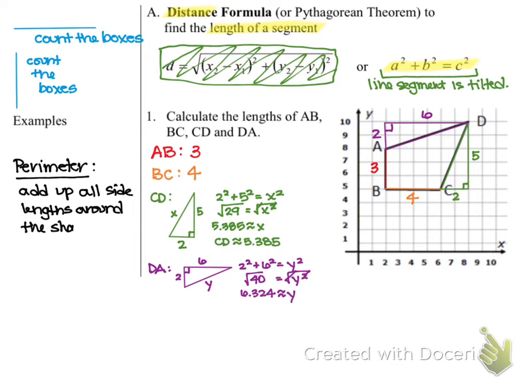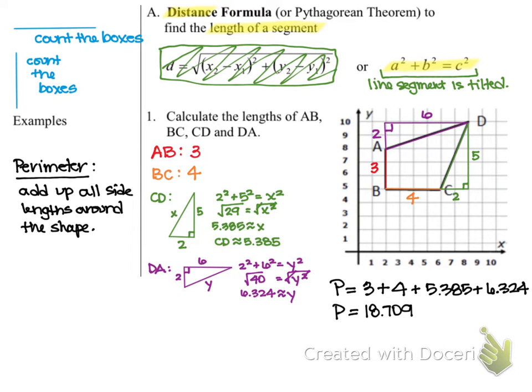And honestly, our focus hasn't really been perimeter. It's just been calculating the lengths. But since we're here, we'll go ahead and do P equals, so perimeter. Well, AB was 3 plus BC is 4 plus CD was 5.385 plus, finishing the loop, DA was 6.324. So perimeter is going to be all of those added together. So 3 plus 4 plus 5.385 plus 6.324. And that gives us 18.709.